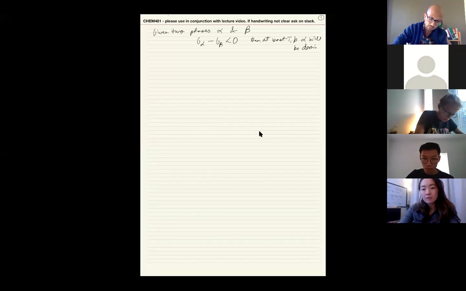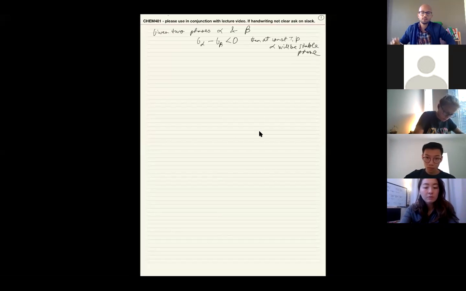Alpha will be the phase, let's not call it dominant. Then at constant temperature and pressure, alpha will be the stable phase. And similarly, if G beta minus G alpha is less than 0, then beta will be the stable phase. You move in the direction of lower Gibbs free energy at constant T and P.